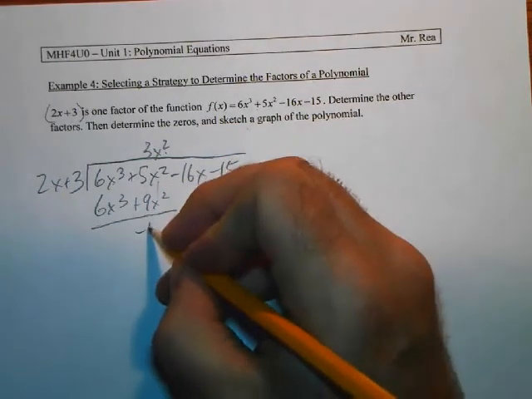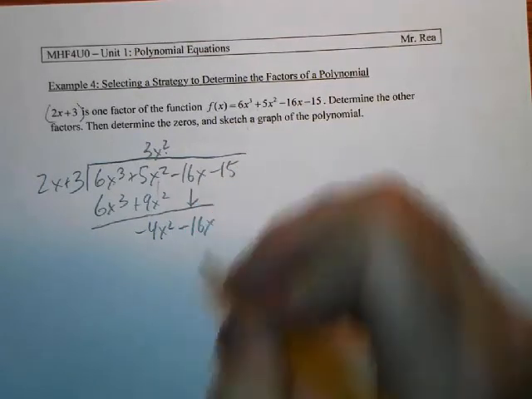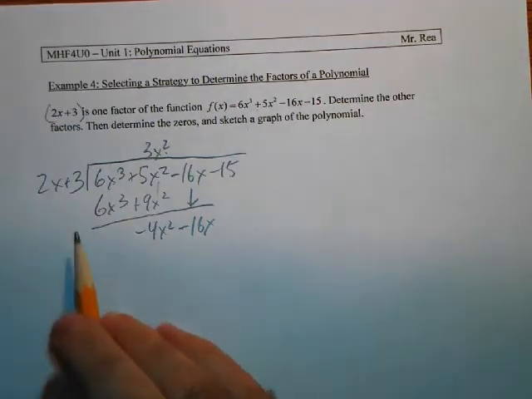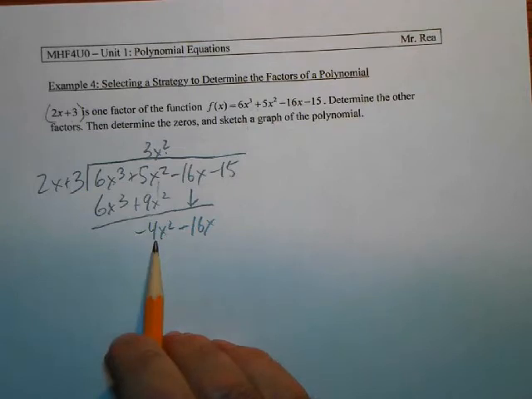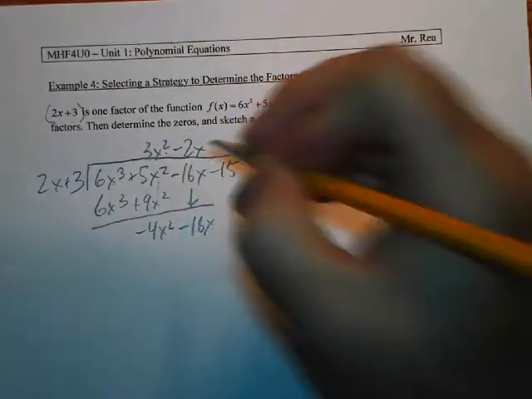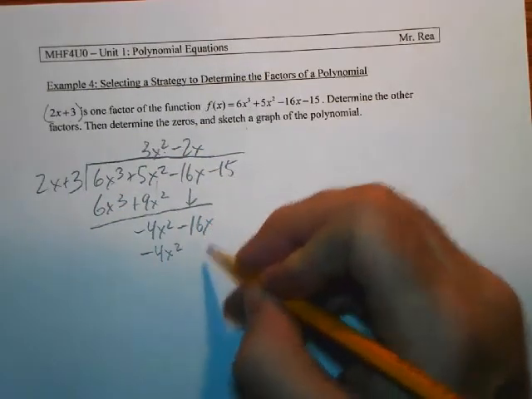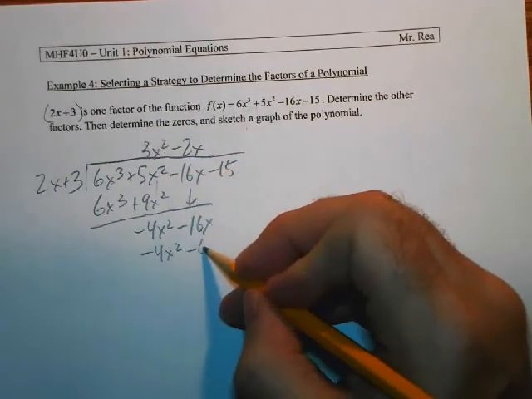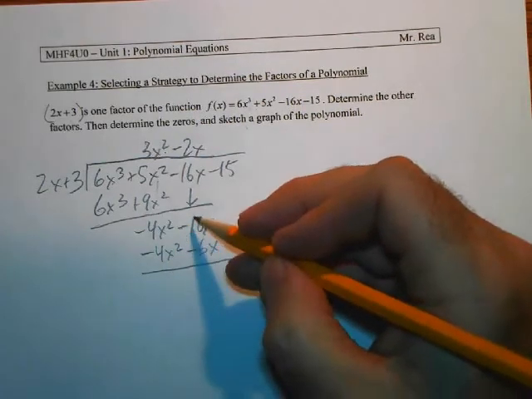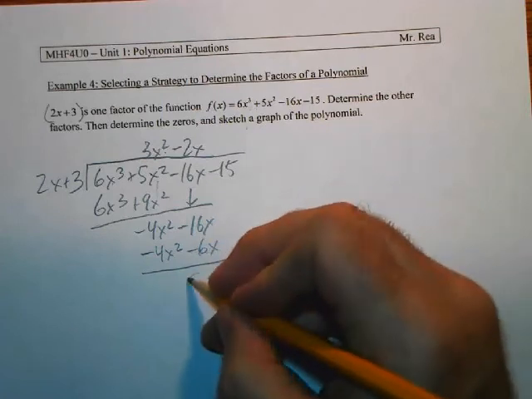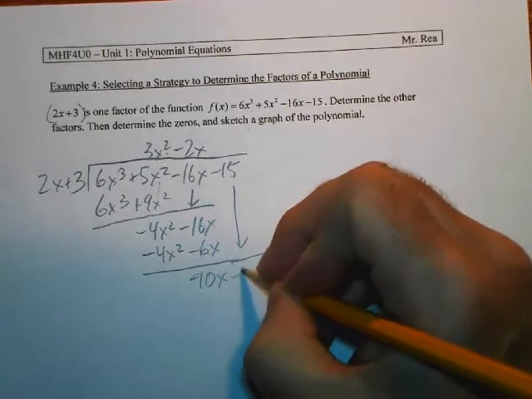Subtract, we get negative 4x squared. Bring down the minus 16x and do it again. What do we multiply 2x by to get negative 4x squared? That would be negative 2x. Multiply the negative 2x with both of these, we get negative 4x squared minus 6x. Subtract, that's a 0. This becomes negative 16 plus 6, negative 10x. Bring down the last term, minus 15.